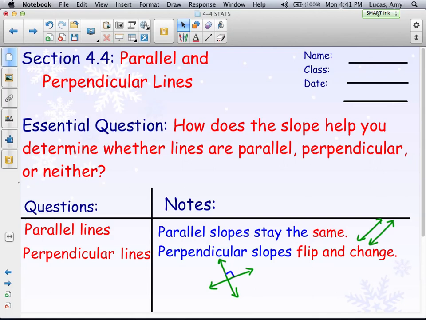So when we say perpendicular slopes flip and change, we're saying if one slope was 2/3, the other one would be -3/2. So flip meaning reciprocal and change meaning the opposite sign. So parallel slopes are exactly the same, perpendicular slopes flip and change. Anything else? They're not parallel or perpendicular. I mean, there's certainly a lot of different kinds of lines. They don't have to be parallel or perpendicular.